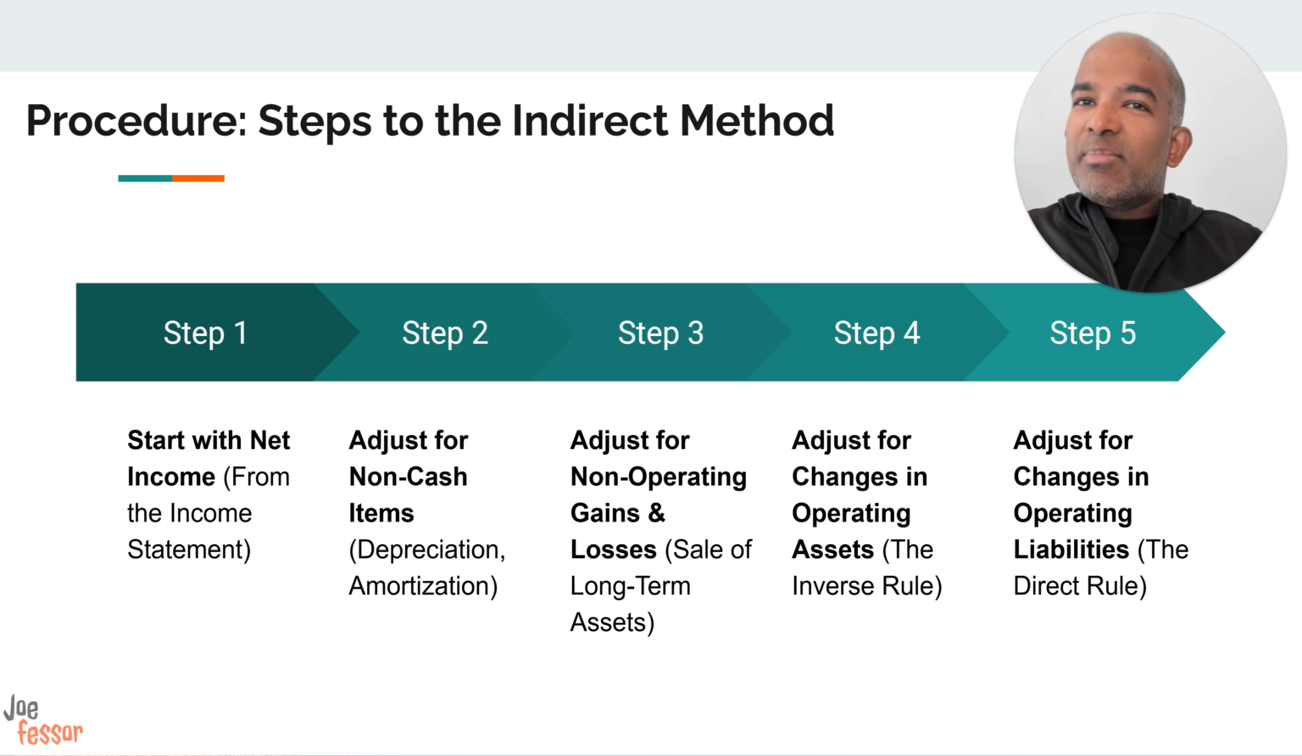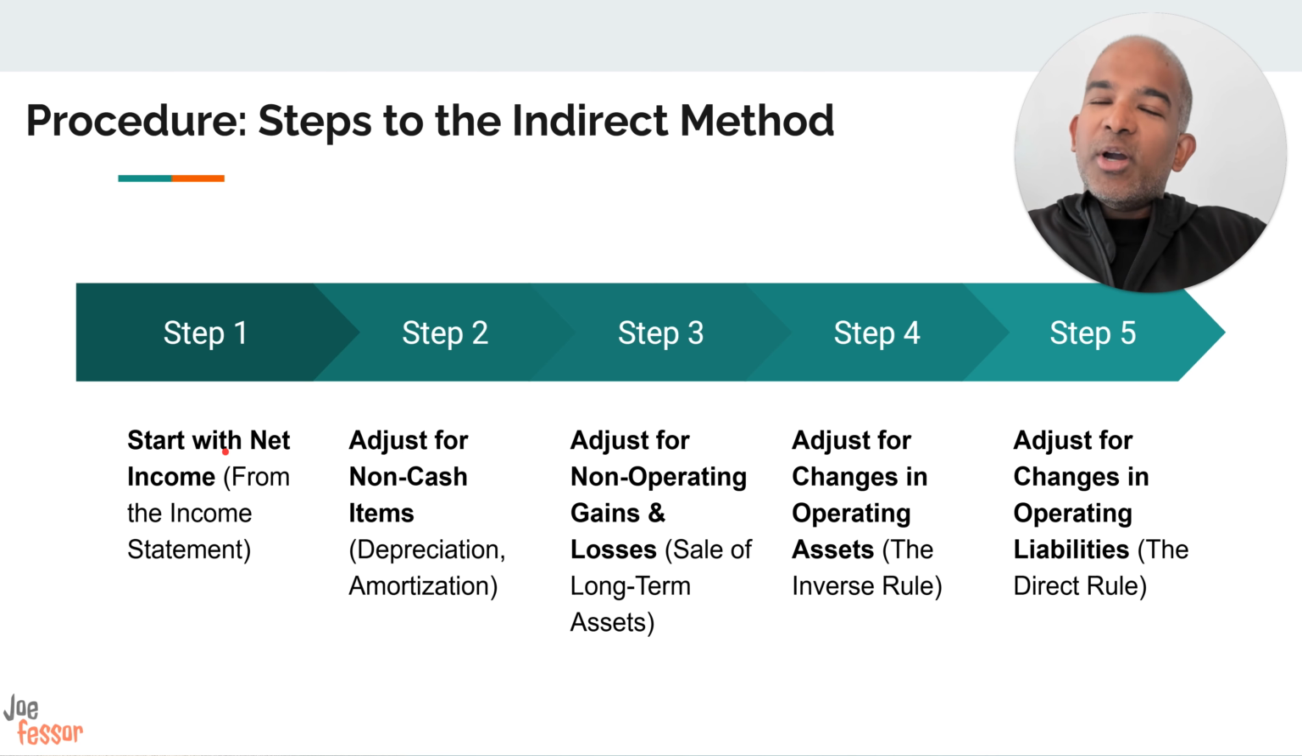Now that we know the indirect method is a reconciliation, let's look at the step-by-step roadmap we'll follow to convert net income into cash flow. Think of the slide as a checklist for any problem you solve. We begin logically with step 1. You start with net income from the income statement.